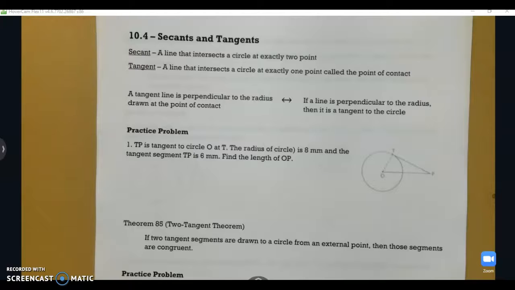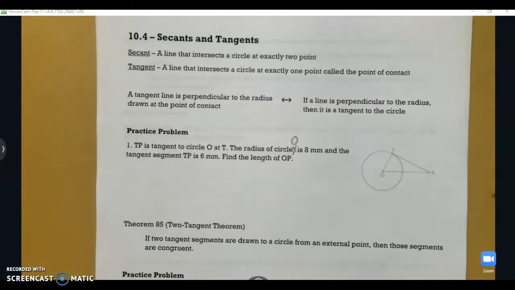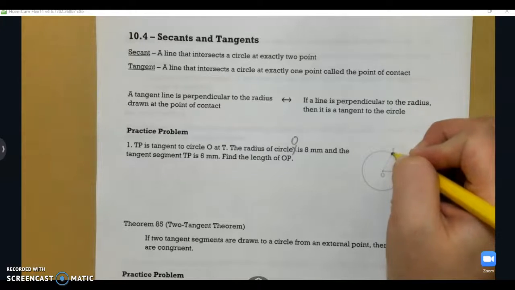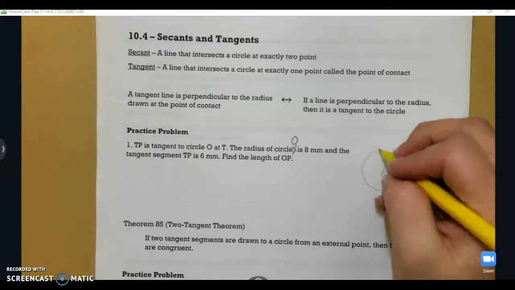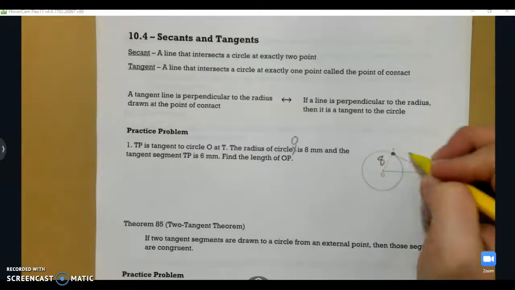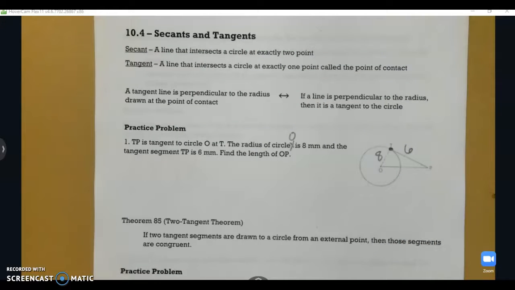So let's use that to solve some problems. TP is tangent to circle O at T. The radius of circle, and that's a typo, that should be circle O, is 8 millimeters, and the tangent segment TP is 6 millimeters. Find the length of OP. So T, this is our point of contact or our point of tangency. And we know the radius OT is 8, and that the segment TP is 6. And this diagram clearly is not drawn to scale.